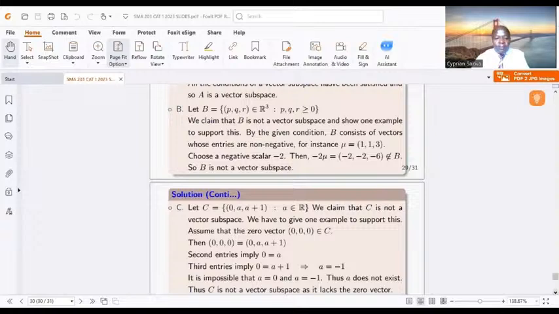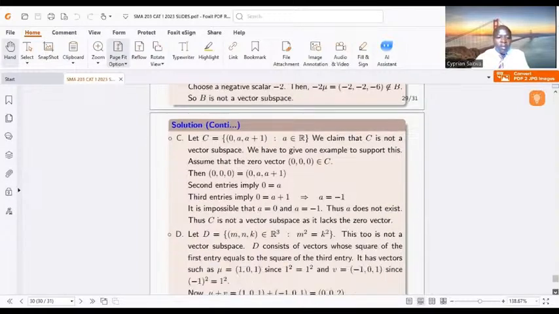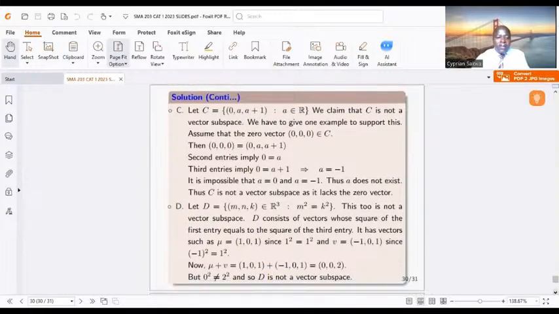Let's look at part C. We want to see if it's a vector subspace or not. We've been told that it has vectors where, if the second entry is A, then the third will be A plus 1. So that means it has vectors like this. If this is 0 and this is 2, then we expect this to be 3. A plus 1 is 3.